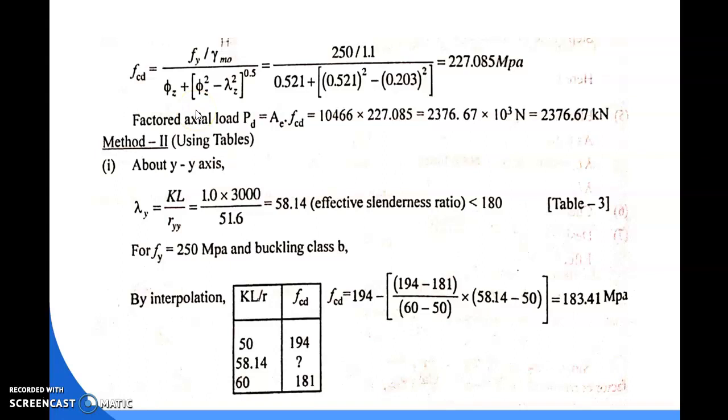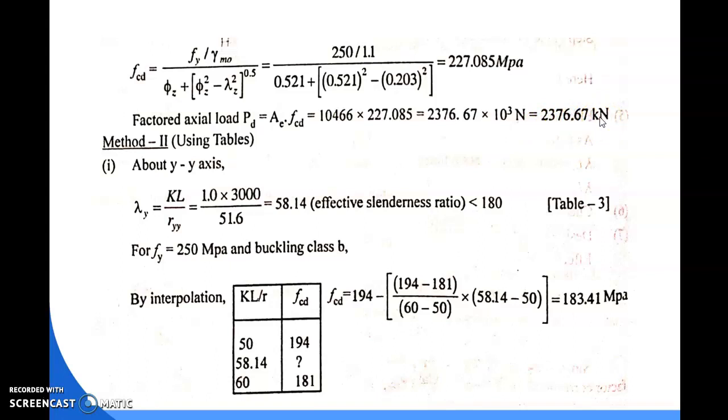Hence, the last step of the method is to find out the factored axial load, which is Pd equal to Ae into fcd. So we know the Ae value. Ae equal to 10466 and fcd we got 227.085. So by multiplying these two factors, we got the value 2376.67 into 10 to the power 3 Newton, and by converting this Newton into kilonewton, we divide by 1000, by which we get the Pd value as 2376.67 kilonewton.